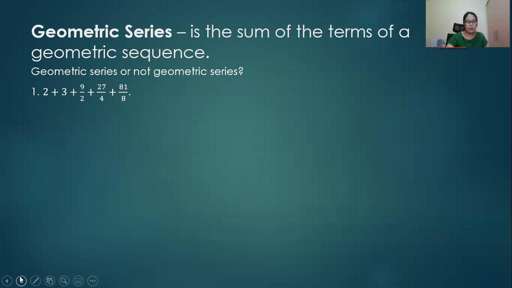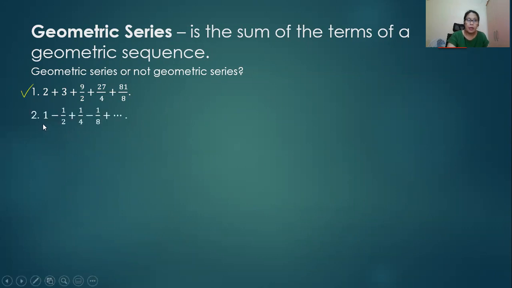Okay, so by inspection, we have 2, 3, 9/2, 27 over 4, 81 over 8. So we have here 2, and then we got 3, meaning the ratio is 3/2. So we have to check whether 3, when multiplied by 3/2, will result to 9/2, which is correct. And then 9/2 times 3/2 is 27 over 4. And 27 over 4 times 3/2 equals 81 over 8. So this is a geometric series.